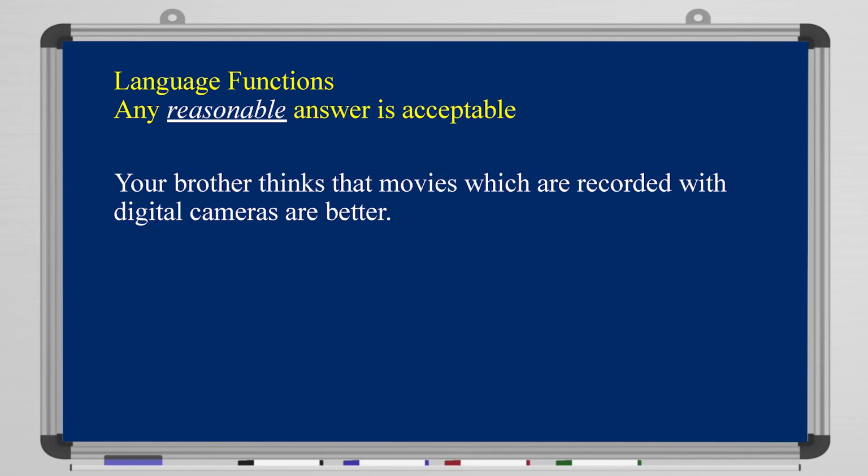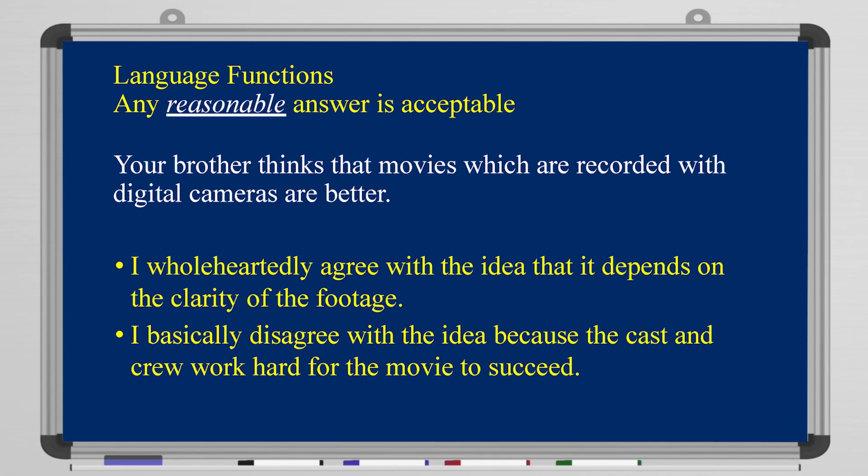Let's look at the other one. Your brother thinks that movies recorded with digital cameras are better. Do you agree or not? If you agree, you can say, for example, I basically disagree with the idea because the cast and crew work hard for the movies to succeed.